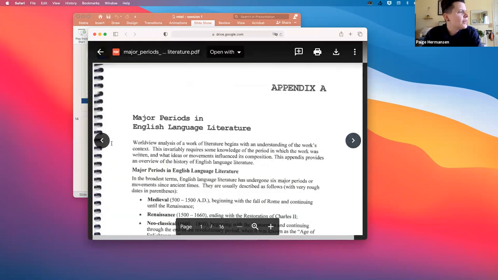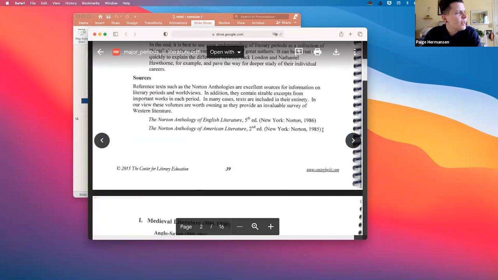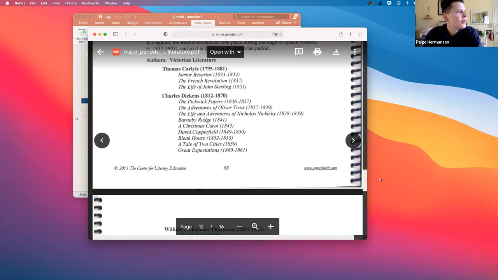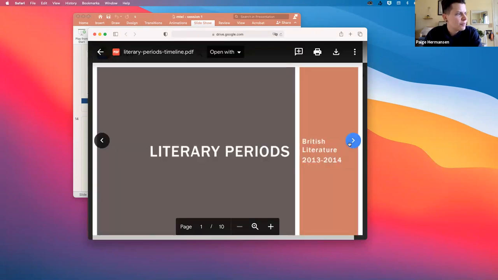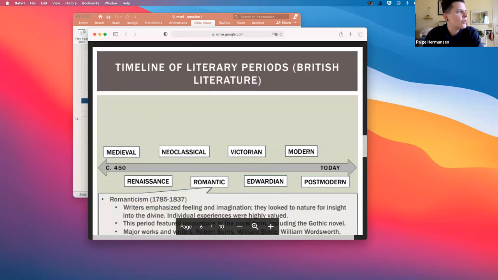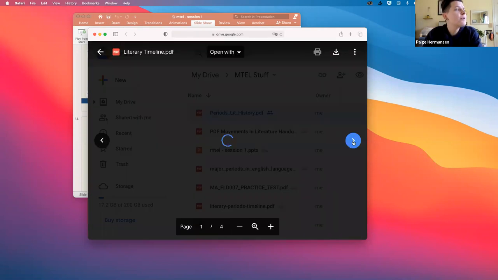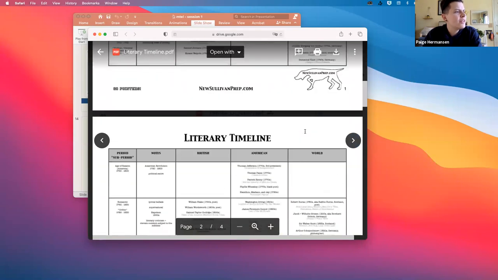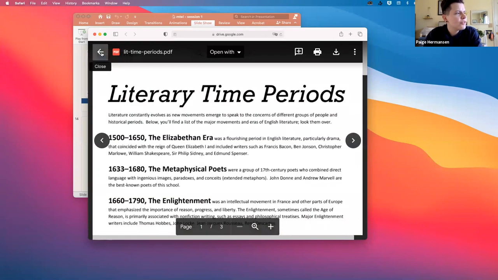I've also included another flyer that gives you a more basic timeline of different literary periods, of different people and different texts that you might expect to see in those periods. That's a practice test. Here's another, in case British literature is particularly confusing to you: I've included a timeline of British literary time periods. And this is another, just in case you want a literary timeline that is graphically organized a little bit differently. So I've given you a whole bunch of different options.